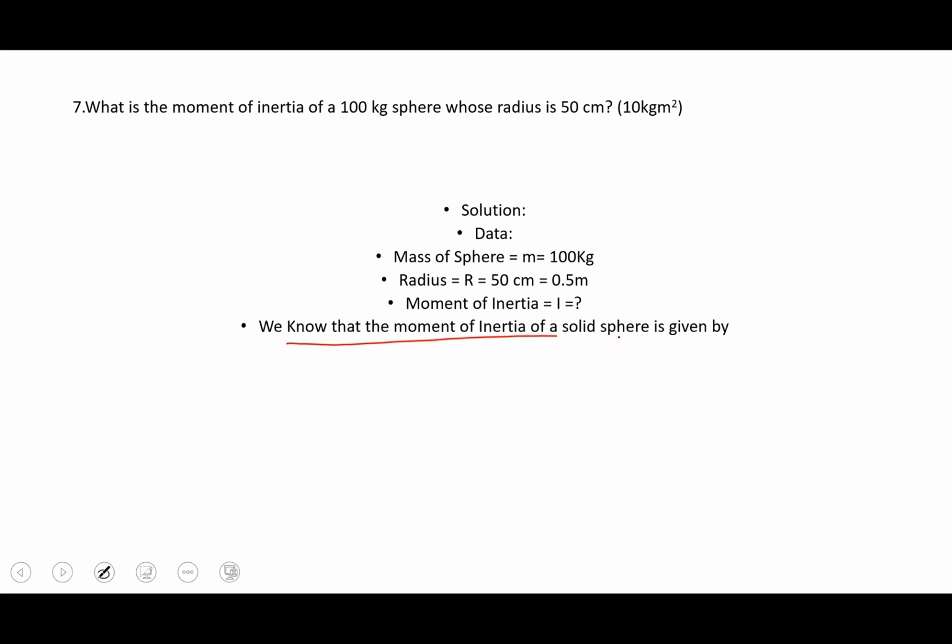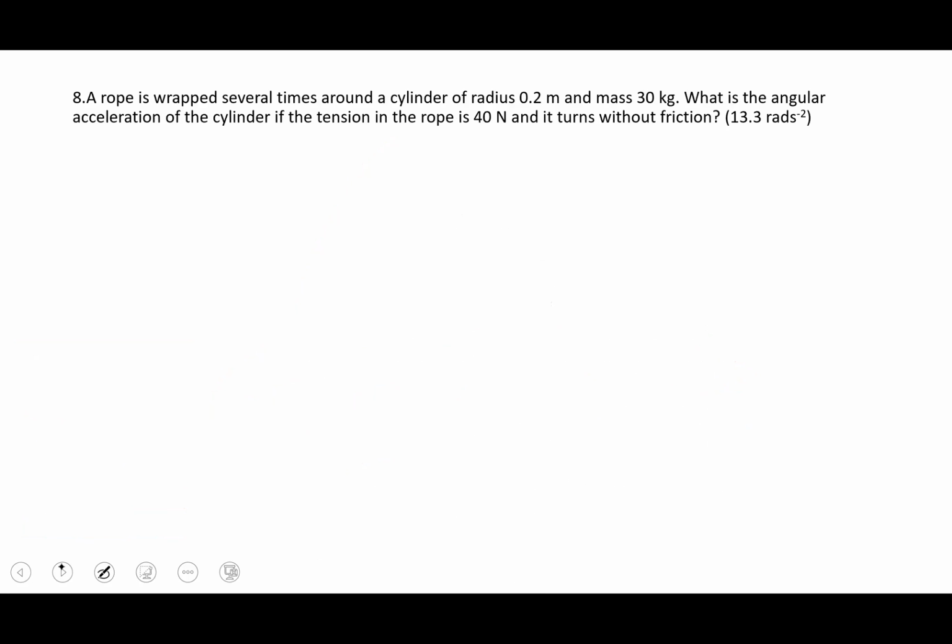So we know that the moment of inertia of a solid sphere is given by I is equal to 2 over 5 mr square. Putting in the values, 2 over 5 into 100, which is the mass, and 0.5, which is the radius, whole square, we get the value of I, which is the moment of inertia, equal to 10 kilogram meter square. And that is our answer.